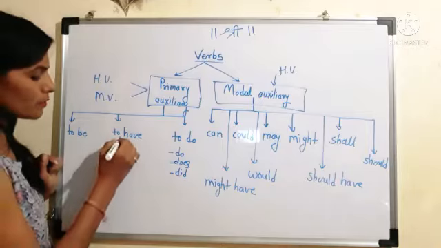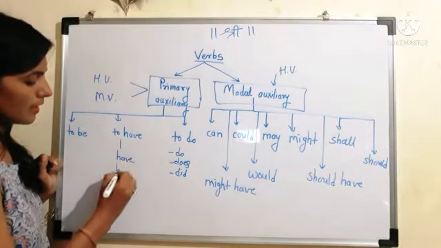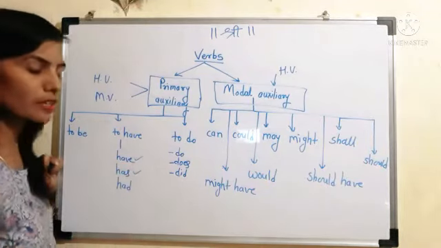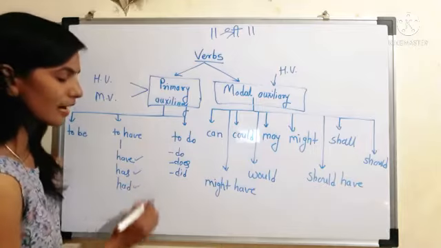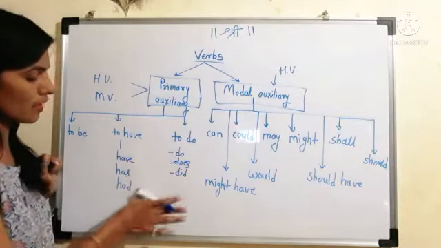Then what are the to have's forms? So to have's forms are have, has or had. See, have and has we will use in present tense, and had we can use in past tense. Okay, so these three are to have's forms.